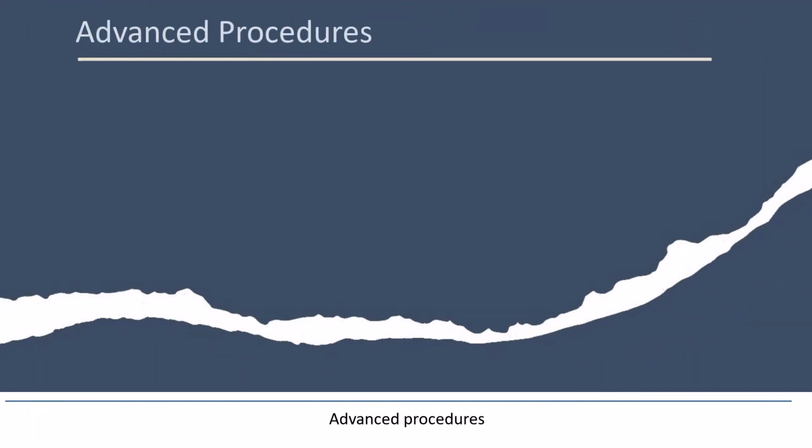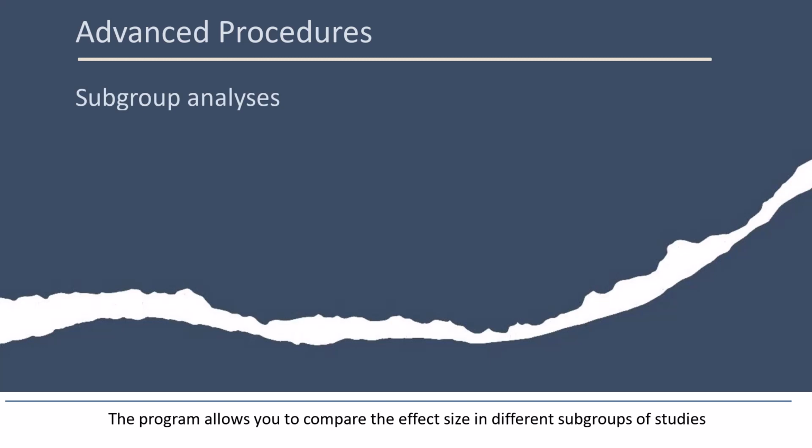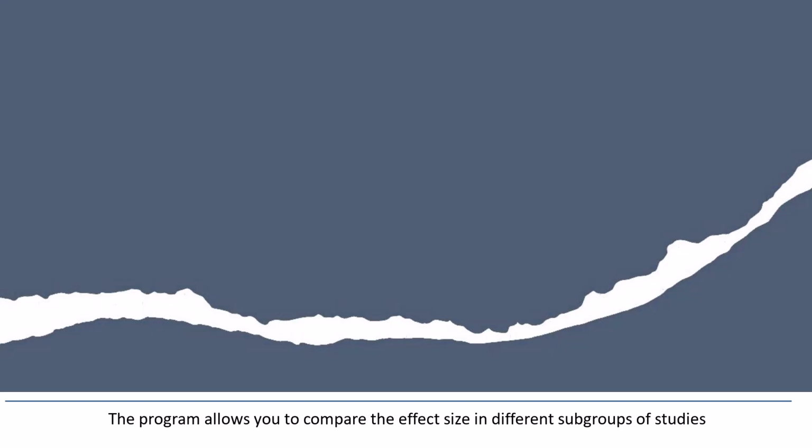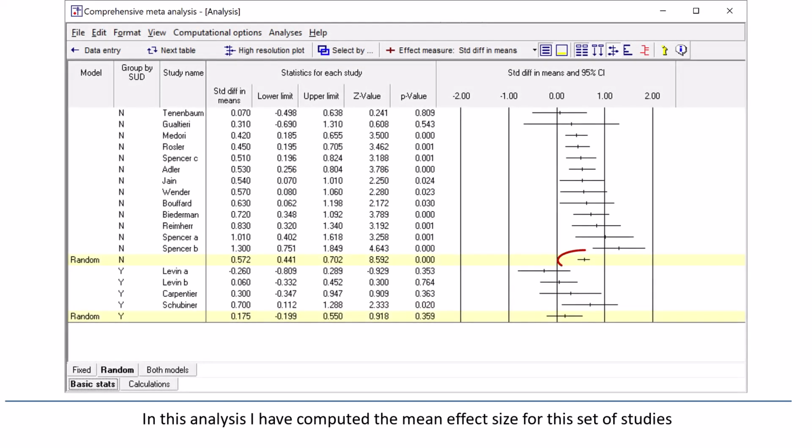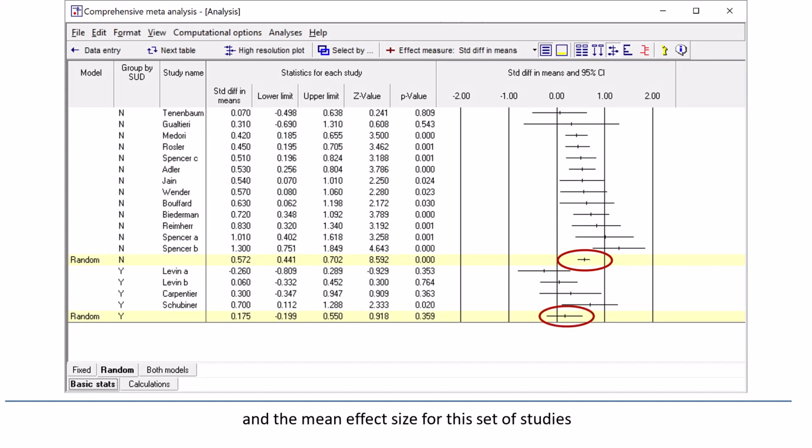Advanced procedures. Subgroup analyses. The program allows you to compare the effect size in different subgroups of studies. In this analysis, I've computed the mean effect size for this set of studies and the mean effect size for this set of studies. I can then compare the two means using various computational options.